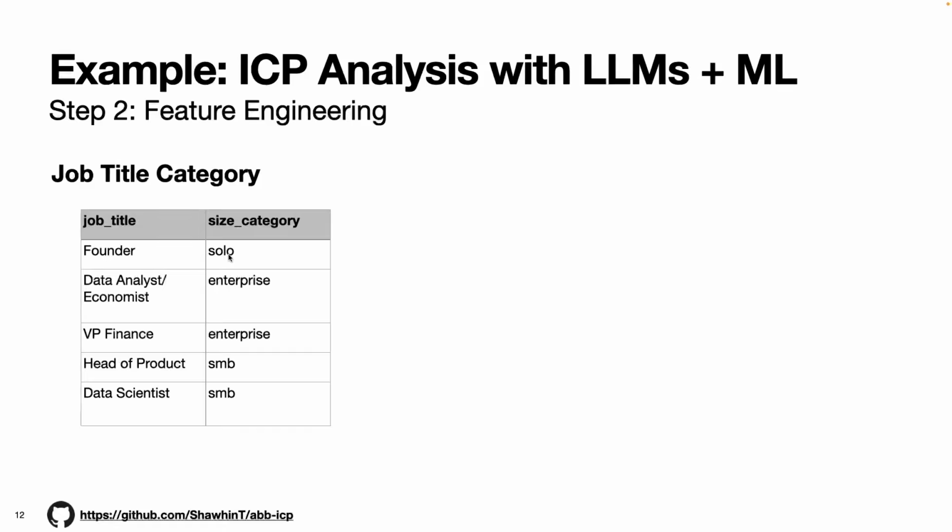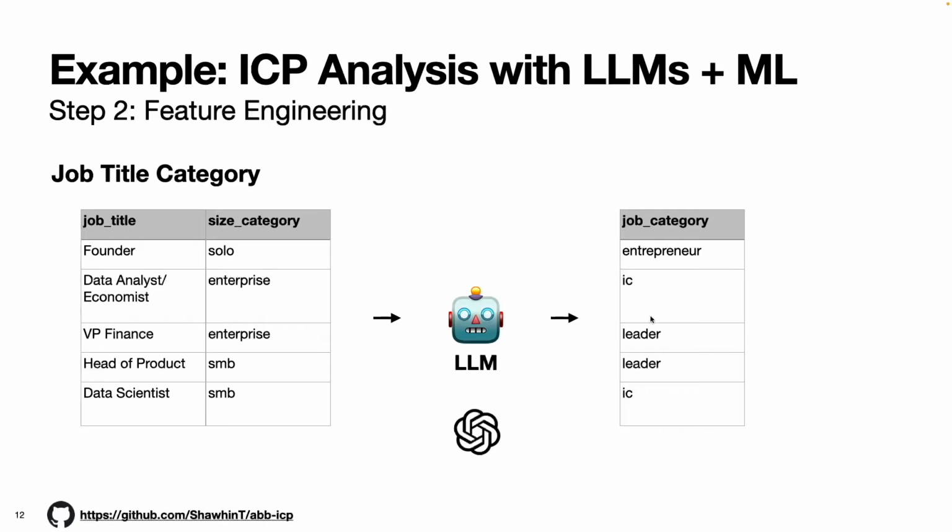The way I generated this is I took the job title, like founder, data analyst, VP finance, head of product, data scientist. I also took the size category that we just computed with the LLM and the web search tool. So like founder solo, data analyst enterprise, VP finance enterprise, head of product SMB, and so on and so forth. Then I gave all this information to GPT 4.1 and then had it come up with a job category. This one was entrepreneur, IC, leader, IC. So this did a pretty good job as well.